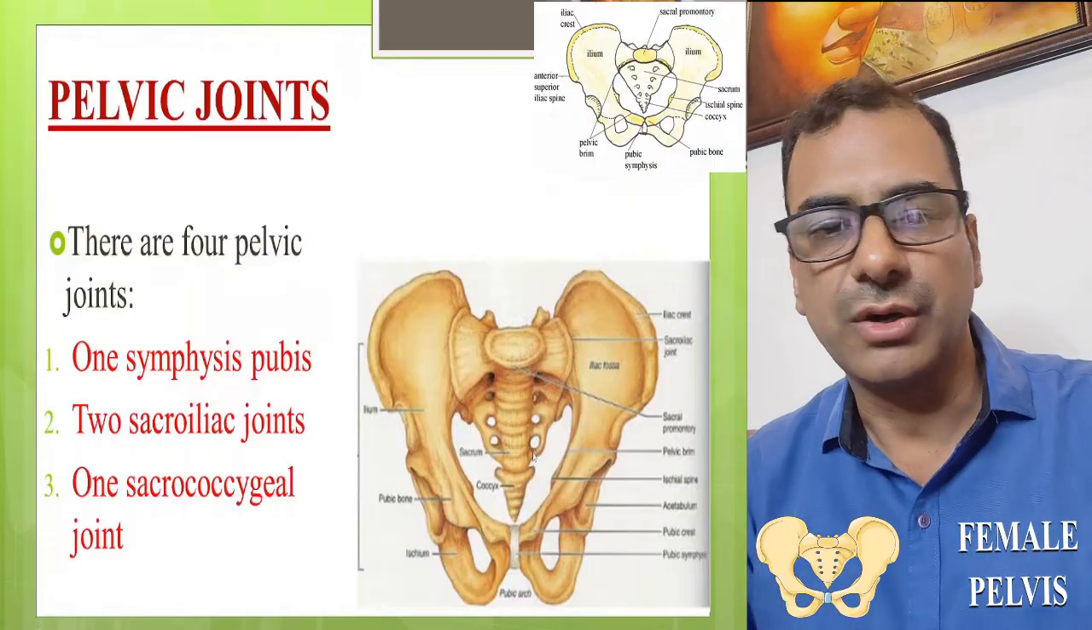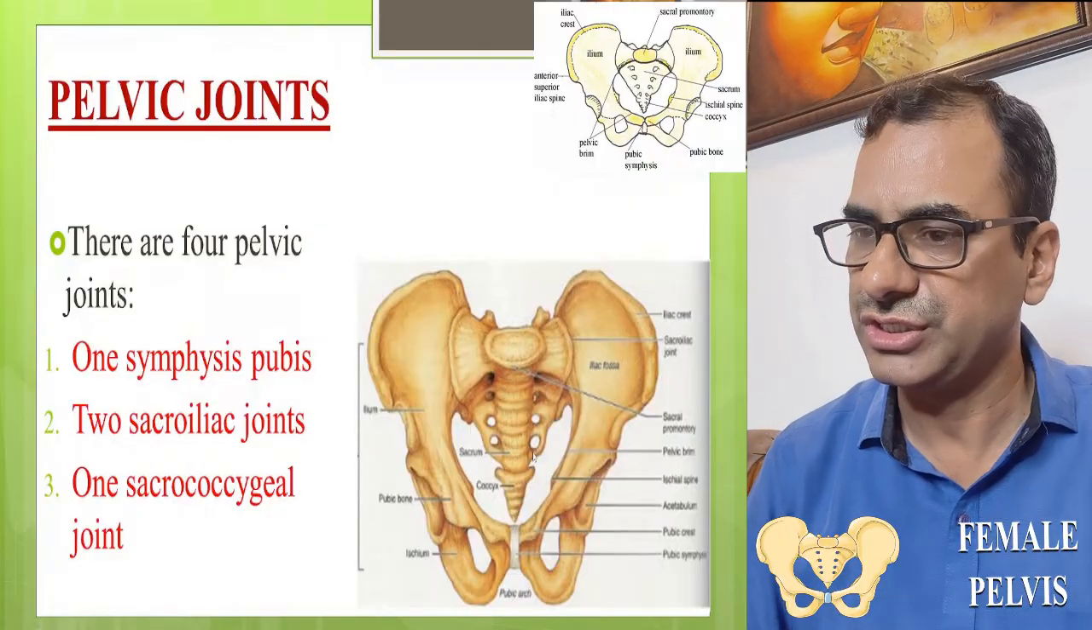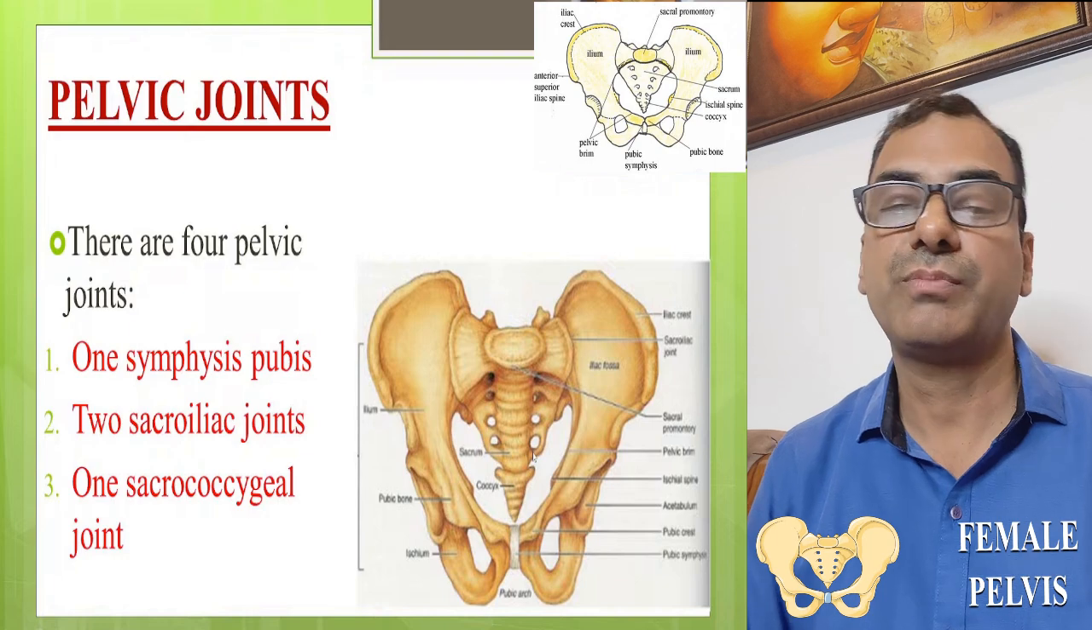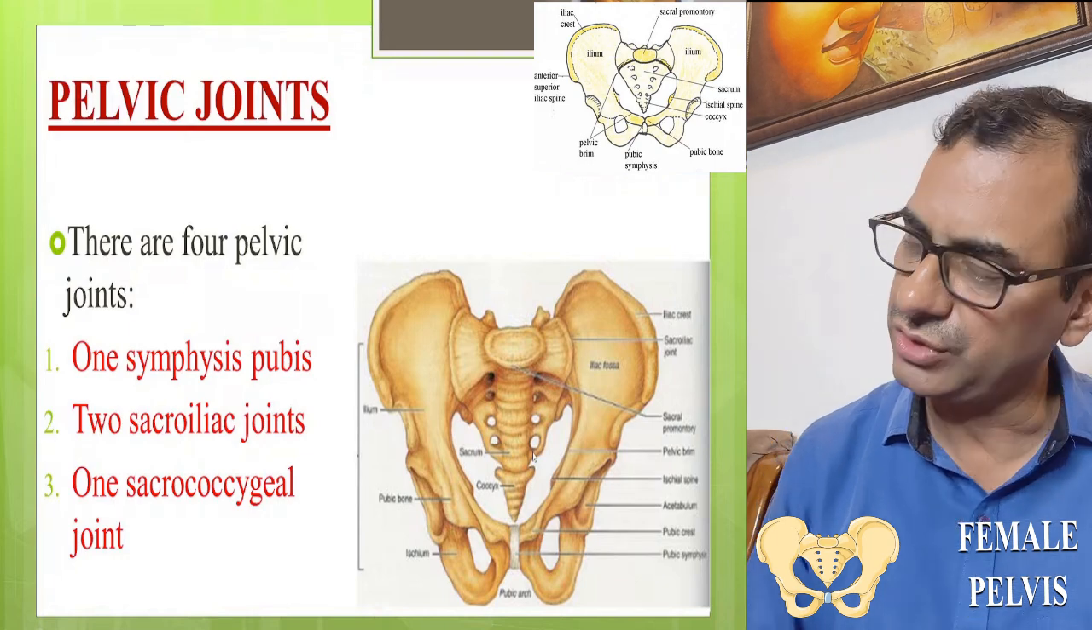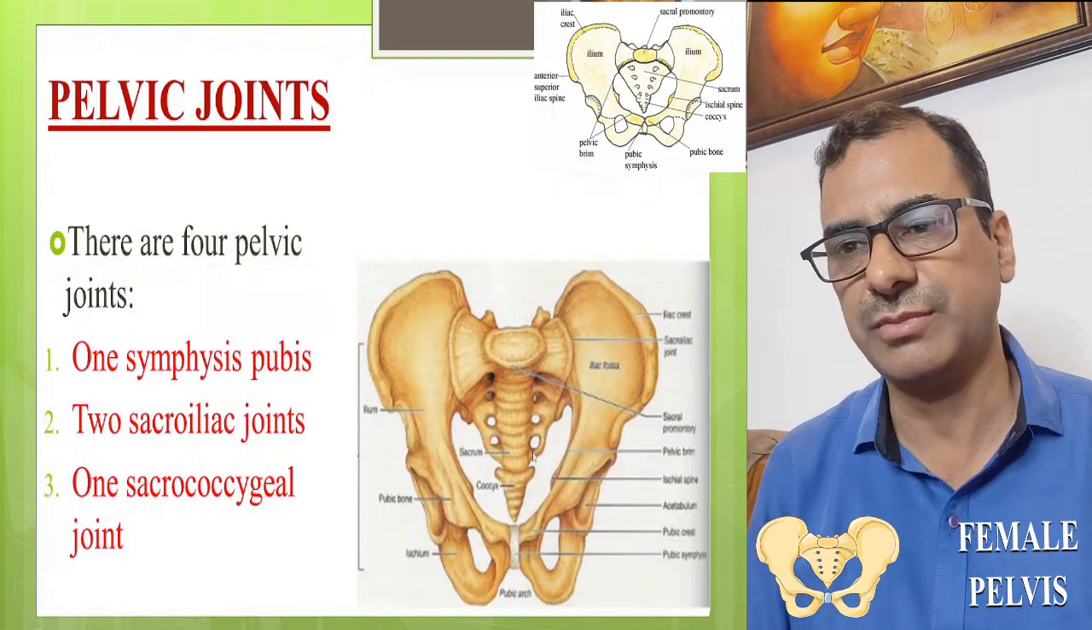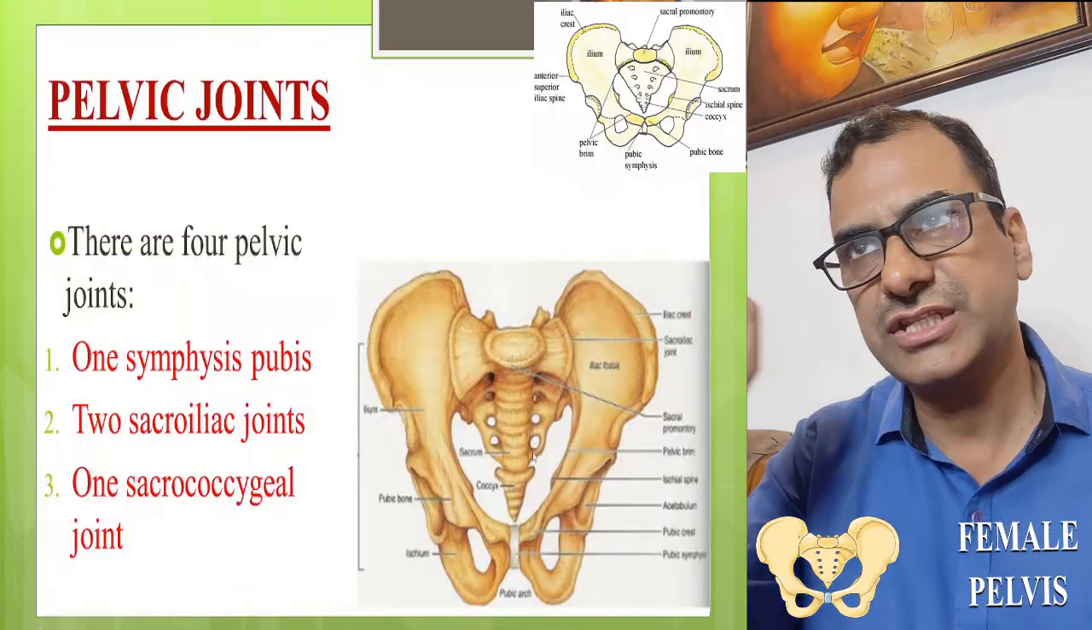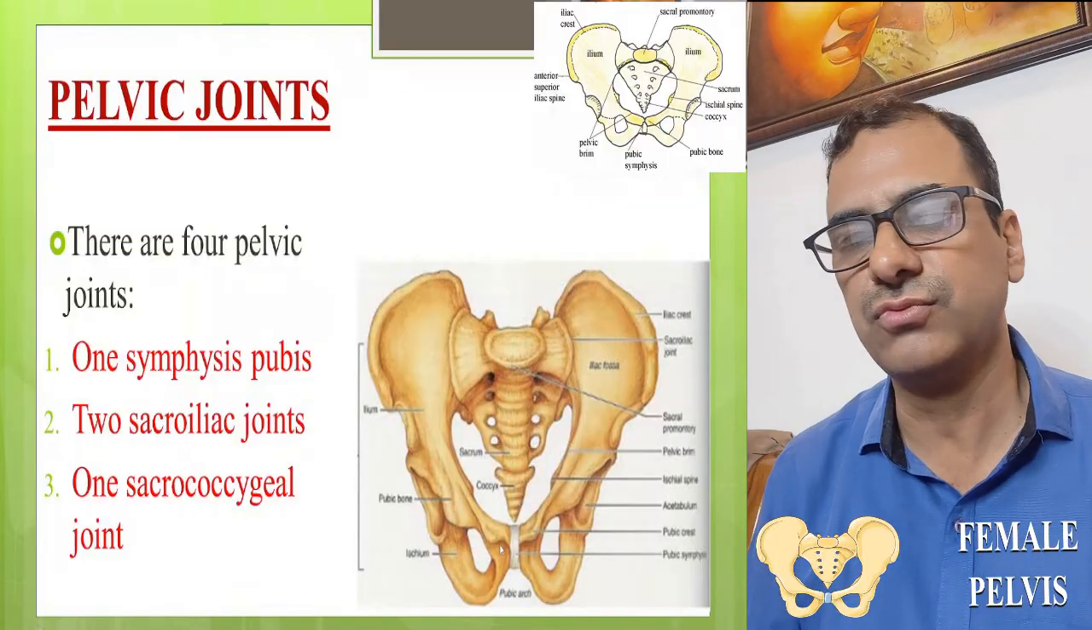Now we will discuss the pelvic joints. There are four pelvic joints. Whenever a question is asked, explain the pelvic joints, the first thing that should come to our mind is that there are four joints.